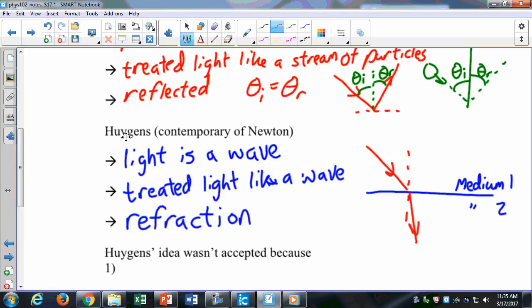And we'll get into this, but we can imagine that if I change speed, I'm going to move because I have one side of my wave over here that's traveling faster than the other side of the wave over here.